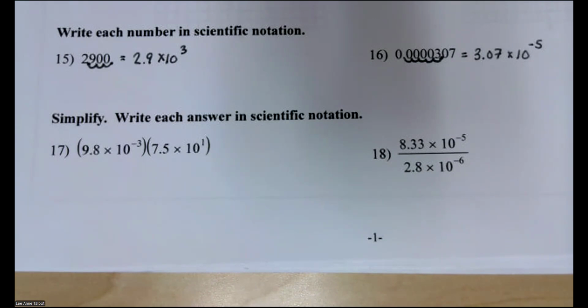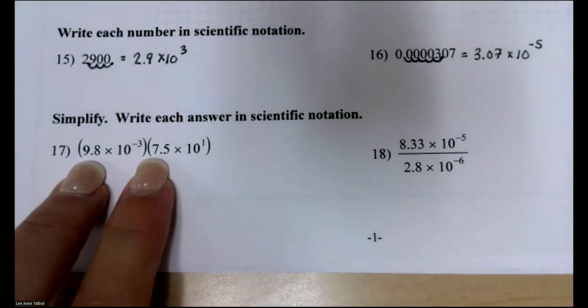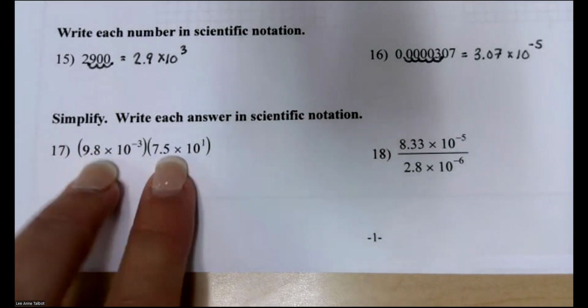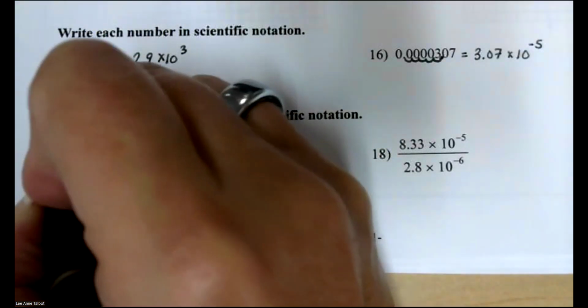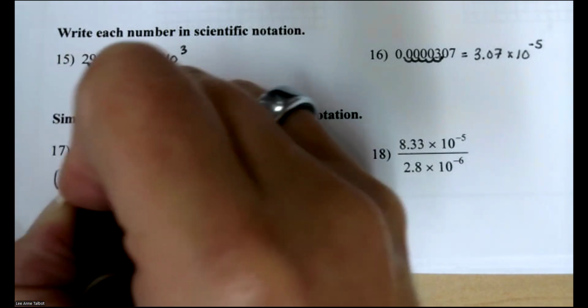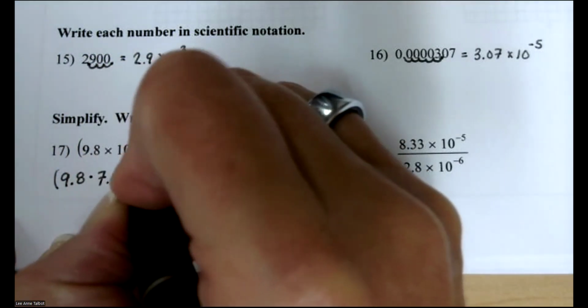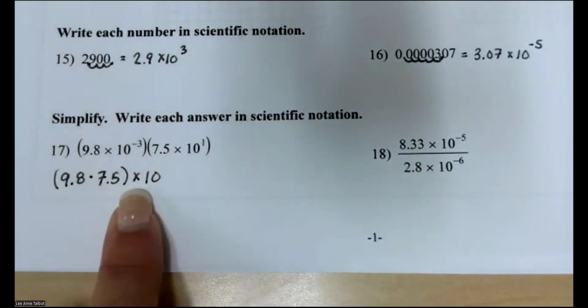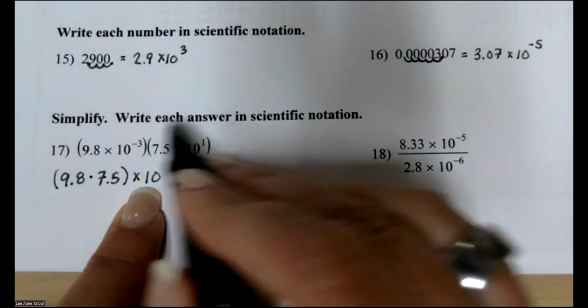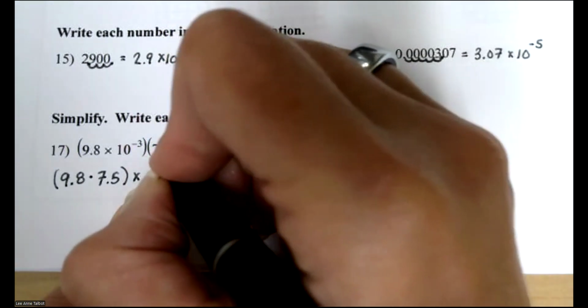So number 17, first, can you guys tell that this is a multiplication problem? Because the parentheses are like right next to each other. Okay, so when you have scientific notation with multiplication, meaning the parentheses are right next to each other, you multiply the numbers and then put times 10, and then you add the exponents together.